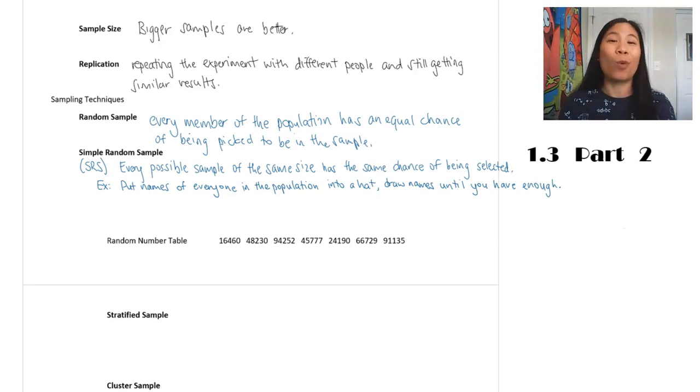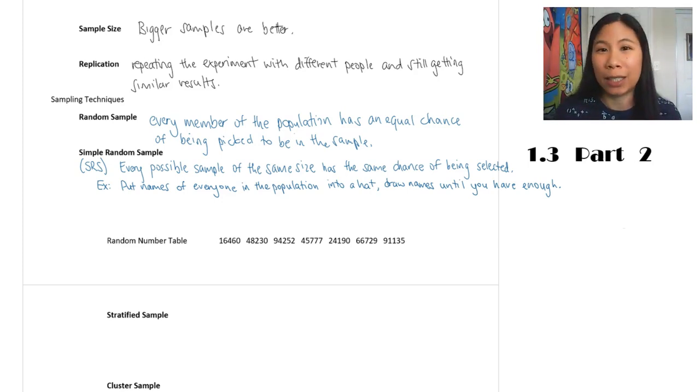I just took one line of the random number table and printed it out for you here. In a random number table, what we want to do is have this randomly populated number table to use numbers to represent the people, and then choose random numbers, because technology is better at choosing numbers versus choosing names.